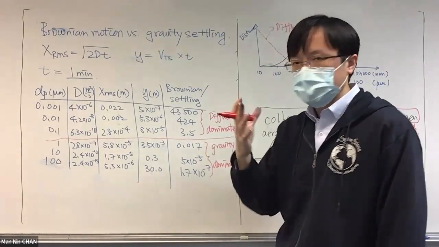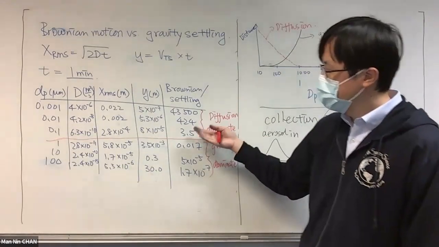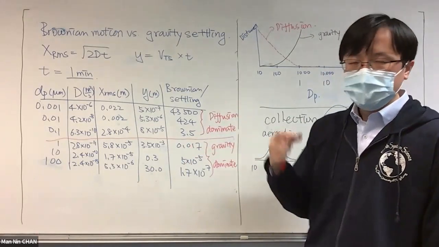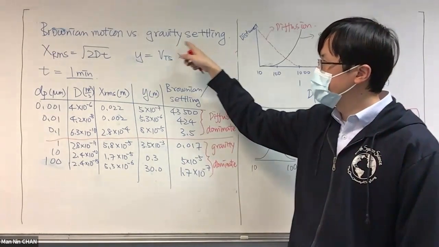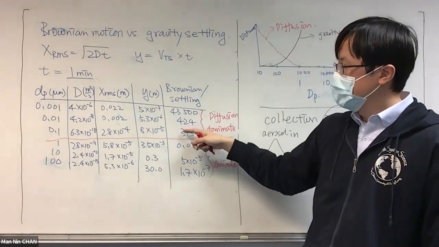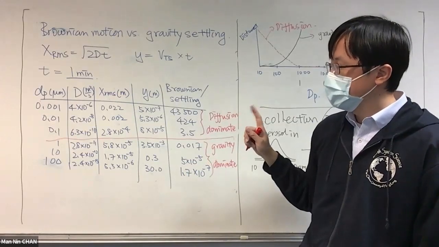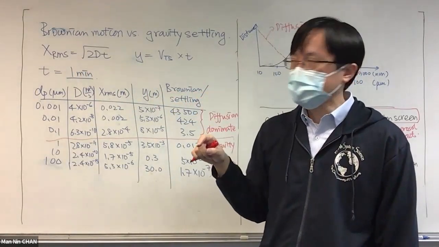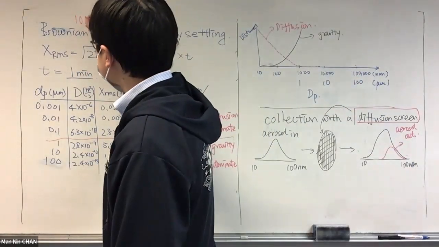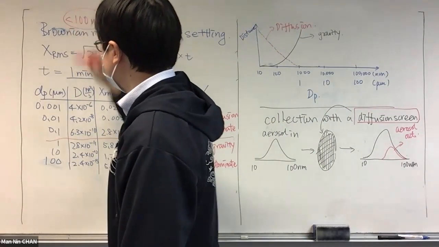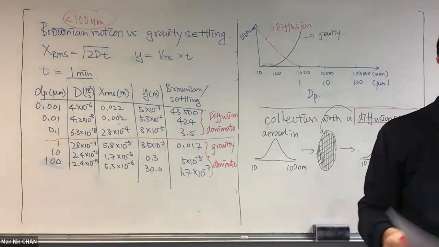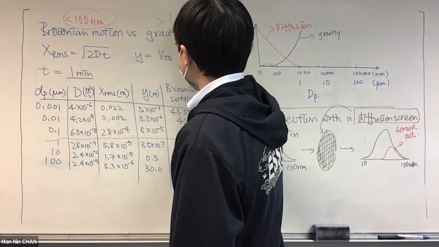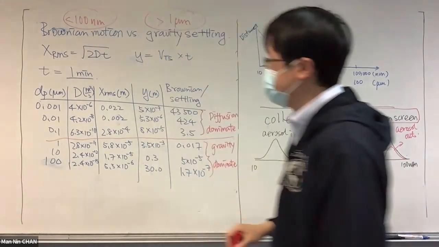is if you really want to have some number in your mind, when your particle is larger than 1 micron, then you start thinking about gravity settling. When your particles are smaller, say less than 100 nanometers, then you start thinking about Brownian motion. So this is more like the message here.